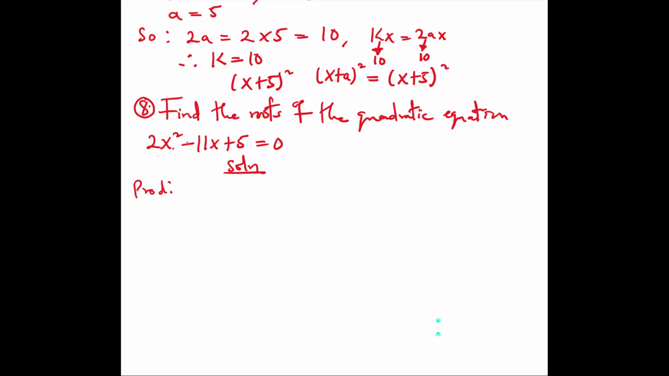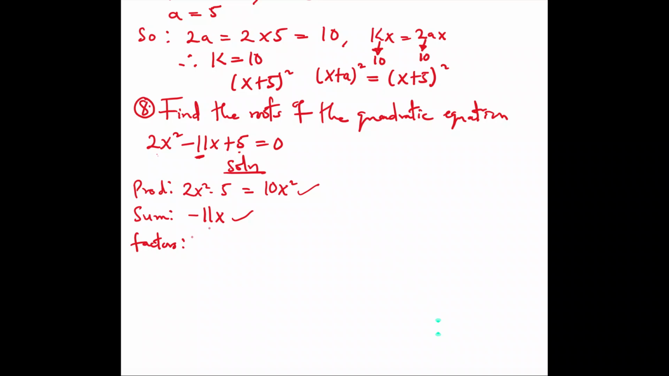So for me to find the factors, I need to find the product and the sum. The product is always a times c, which is 2x squared times plus 5. So 2x squared times 5 will give us 10x squared, right? And then the sum is the one in the middle, the b term, so the sum is minus 11x. So we are looking for two factors that multiply to give 10x squared and sum to give minus 11x.